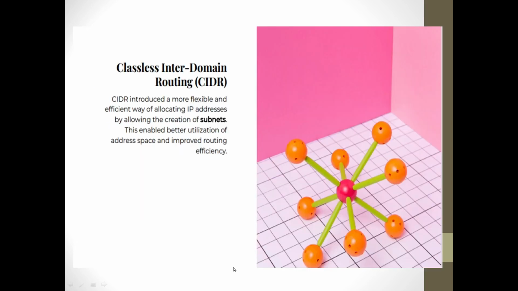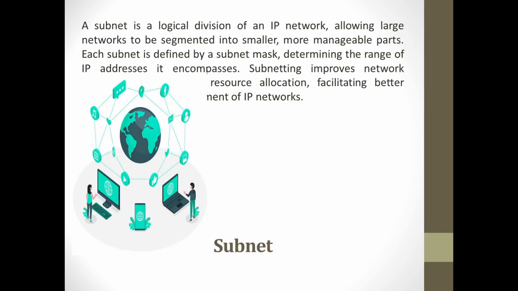Then let's jump into CIDR. CIDR is a method of allocating IP addresses and IP routing. It allows for more efficient allocation of IP addresses than the original class-based system by providing a way to specify the network portion of an IP address and the host portion separately.